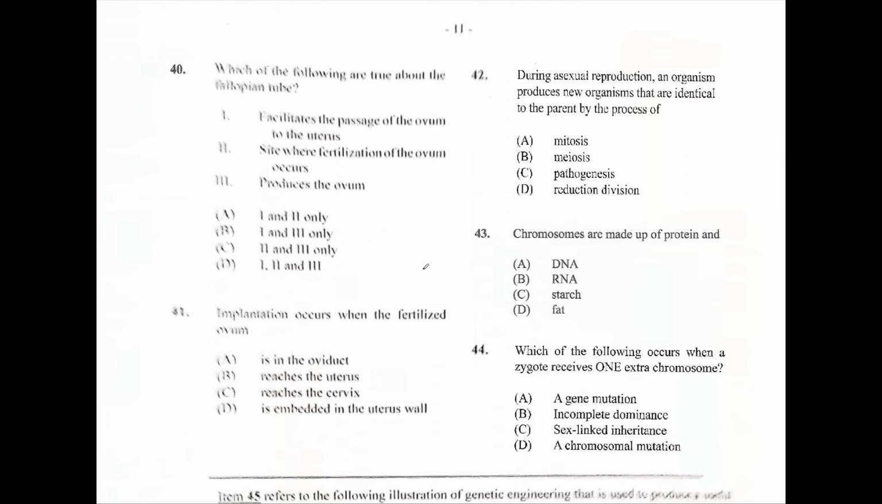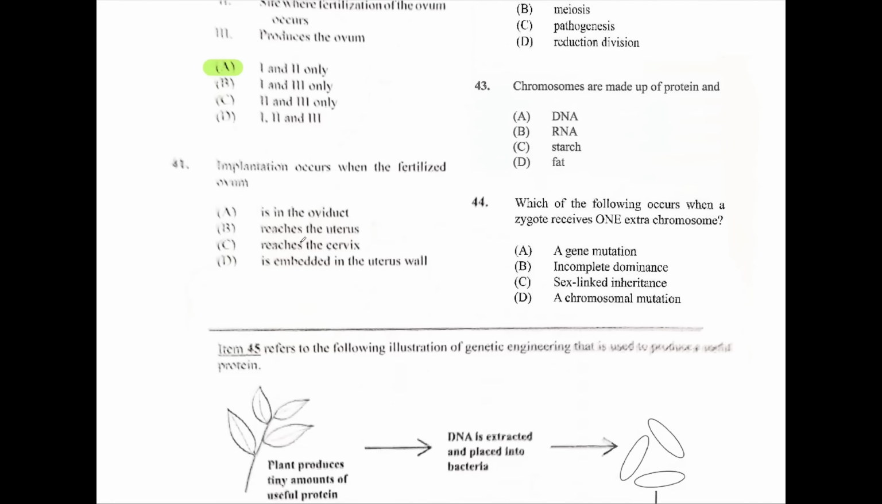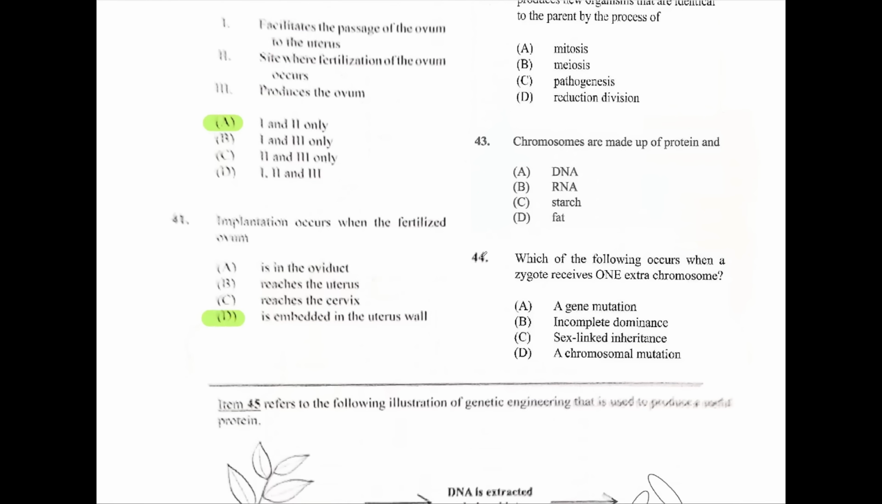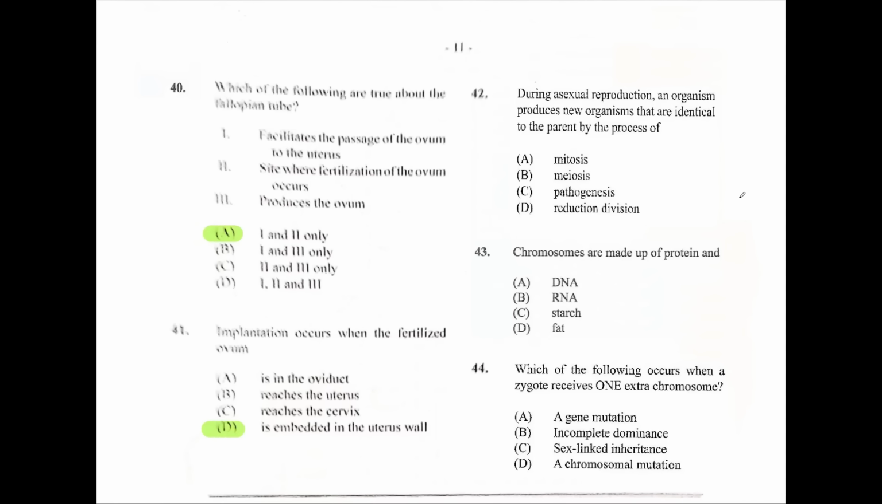Question 40, which of the following is true about the fallopian tube? Facilitates the passage of the ovum to the uterus. Yes. Site where fertilization of the ovum occurs. Yes. Produces the ovum. No. So 1 and 2, which makes 40A. Question 41, implantation occurs when the fertilized ovum is embedded into the uterus wall. D. 41 is D.